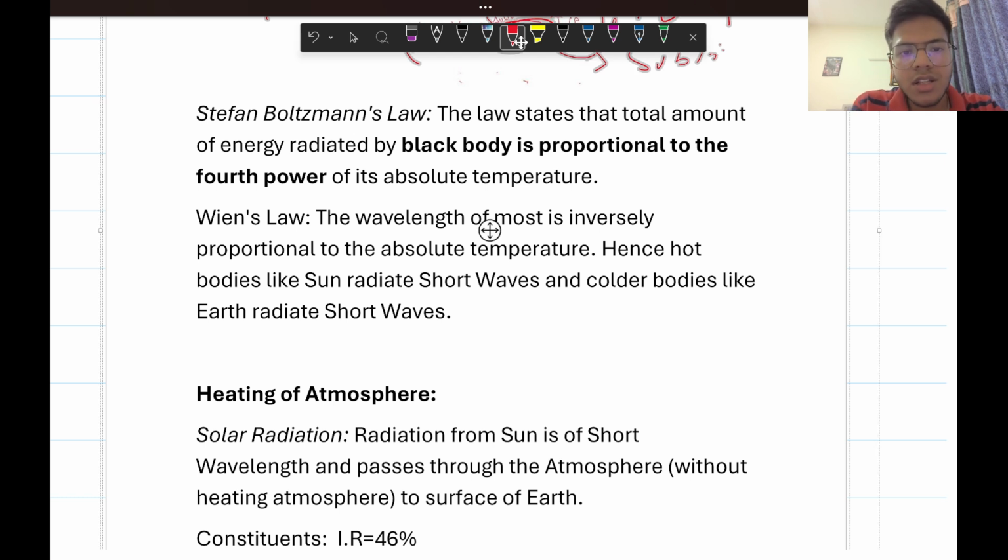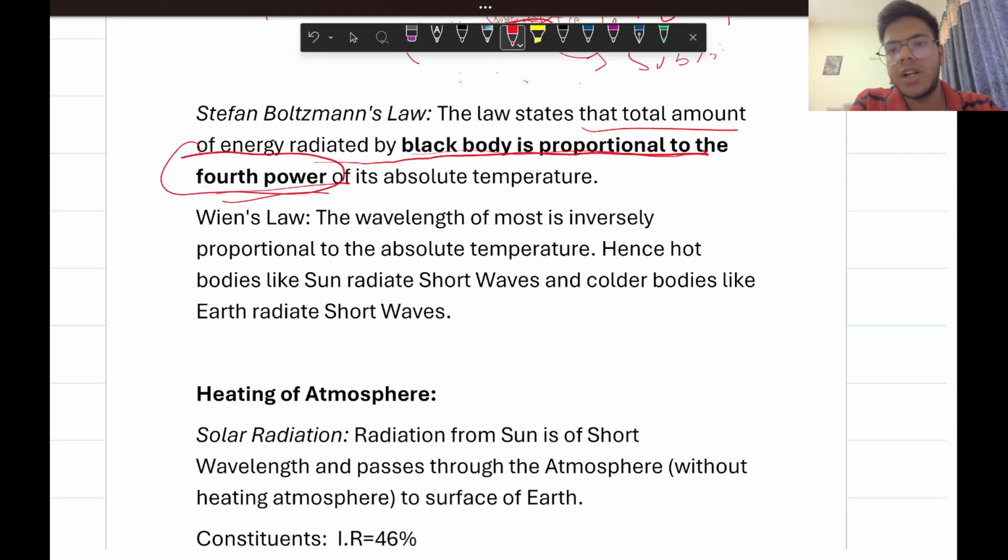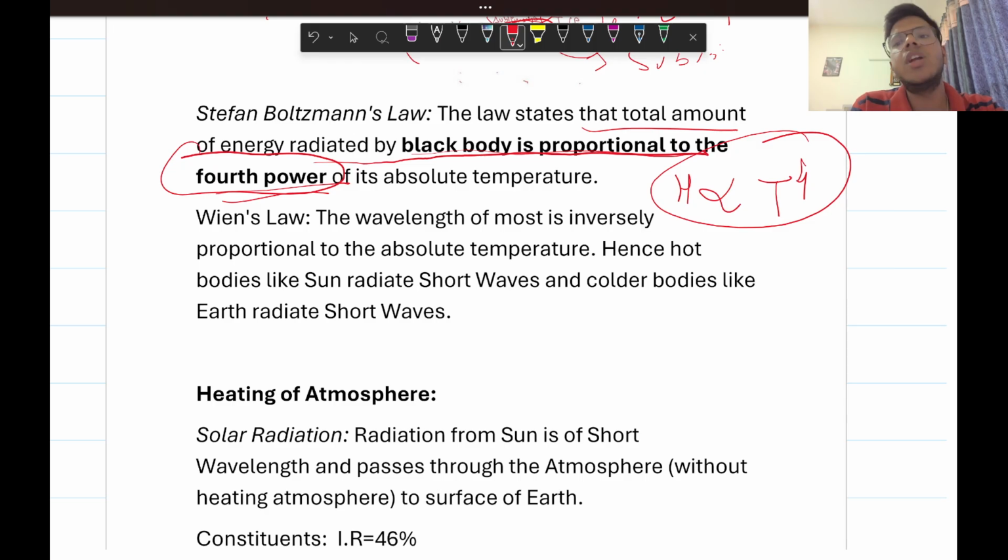But what they will ask is this line, in your MCQ questions. So guys, there is a law and there is an MCQ question based on this law. The law states that the total amount of energy radiated by a black body is proportional to the fourth power. Guys, this fourth power is very, very important. Basically, the total amount of energy, I'm saying energy as heat, radiated by a black body is directly proportional to the fourth power of absolute temperature.